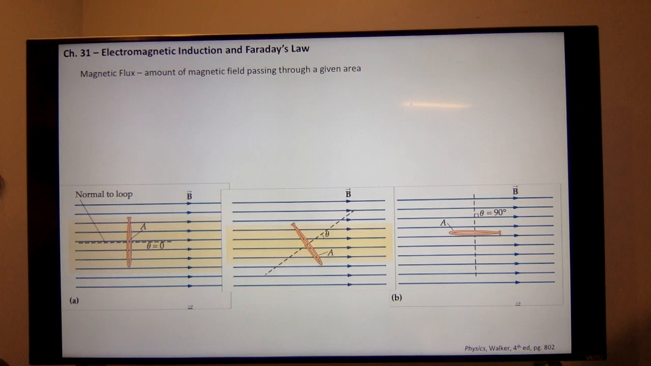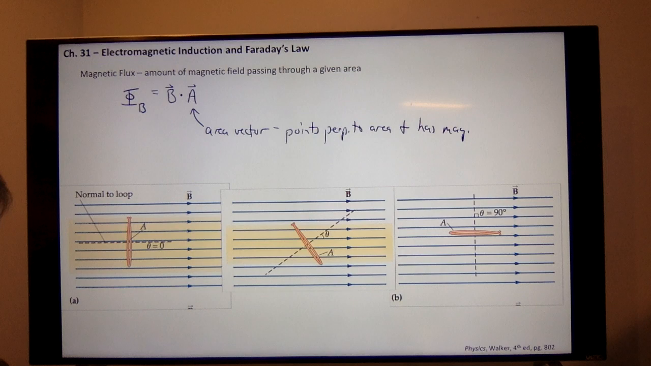And we can define an equation for the magnetic flux. We're going to use the same symbol as before, except we're going to use a subscript B this time. Phi_B is equal to B, the magnetic field, dot A, which is the area vector. The area vector is a vector that points perpendicular to the area and has a magnitude equal to the area.